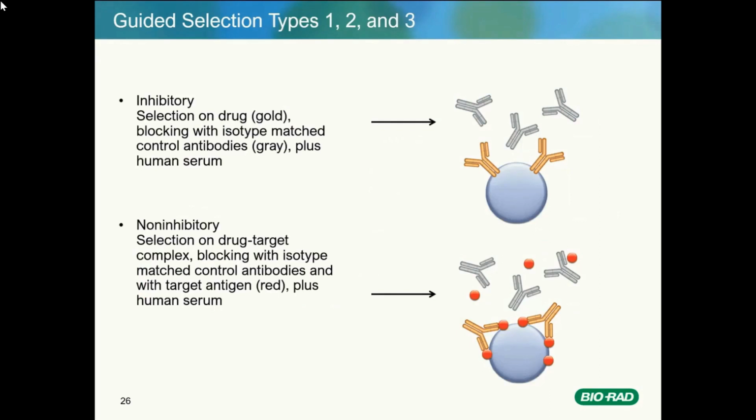We use 3 different strategies in our guided selection core service to generate these binding modes. For the type 1 inhibitory binding mode, selection is on the free drug, gold. Blocking is with the isotype match control antibodies, gray, plus human serum. For the type 3 non-inhibitory binding mode, selection is on the drug target complex, gold and red. Blocking is with the isotype match control antibodies in gray, and target antigen in red, plus human serum.